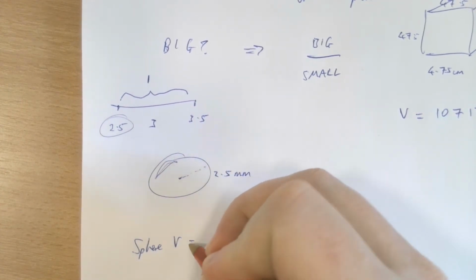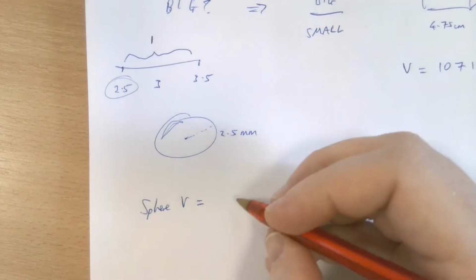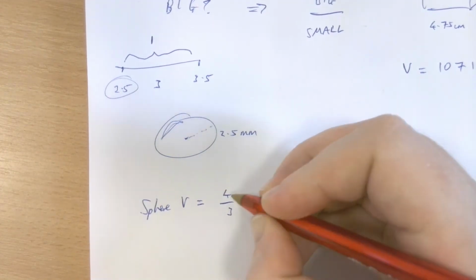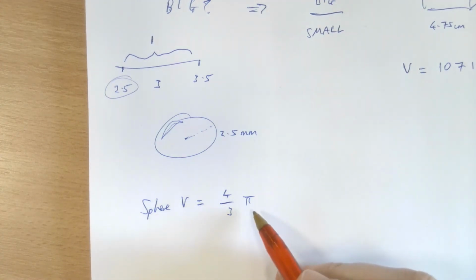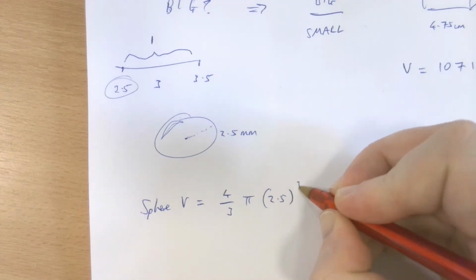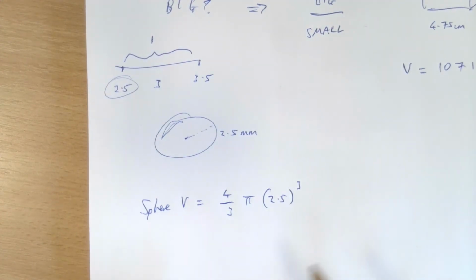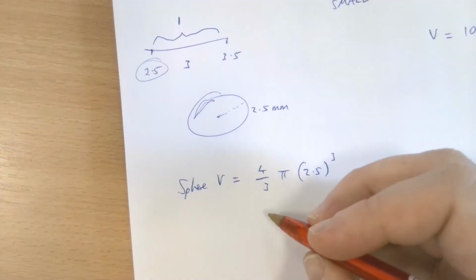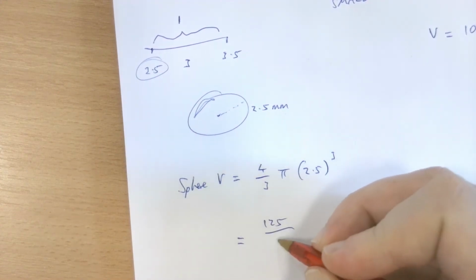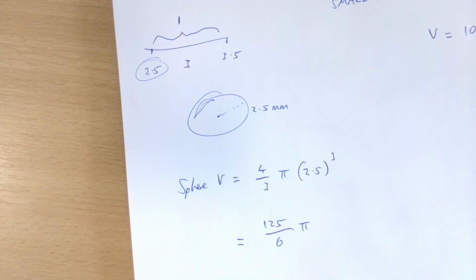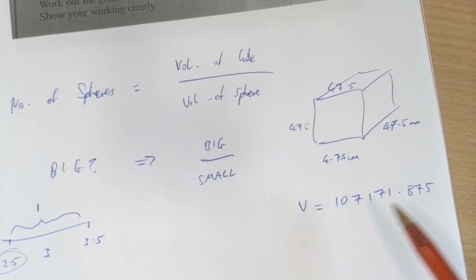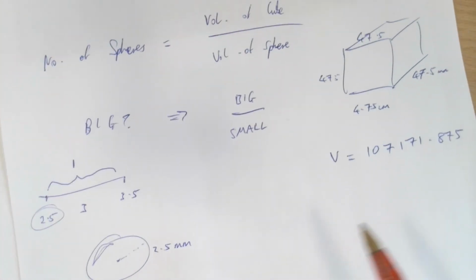Now, to work out the volume of a sphere, you've got to crack open that formula book of yours and take a look inside the exam paper, because on the inside page you get given it. It's 4 over 3 pi r cubed. In this case, 2.5 millimeters cubed. Again, I've done this earlier, saving us a bit of time. I end up with my calculator telling me 125 over 6 pi. You could round that if you want. I'm choosing not to because I want to keep everything as accurate as it possibly can be.